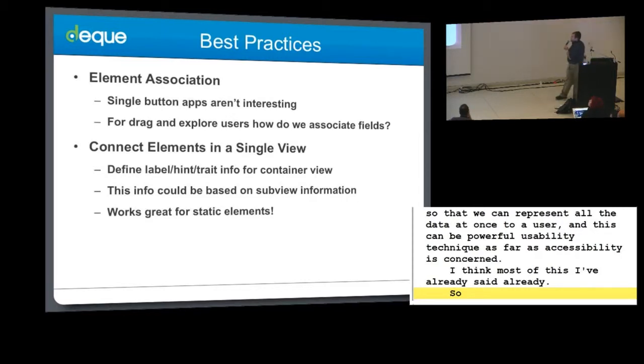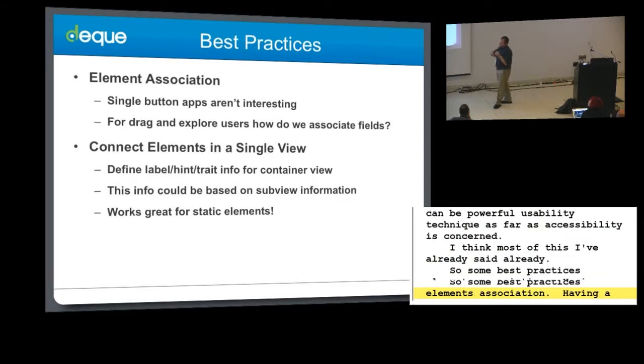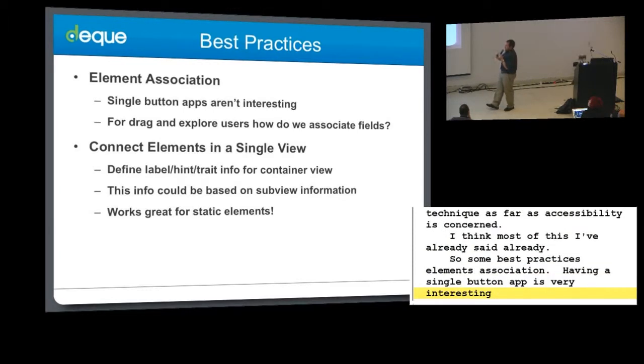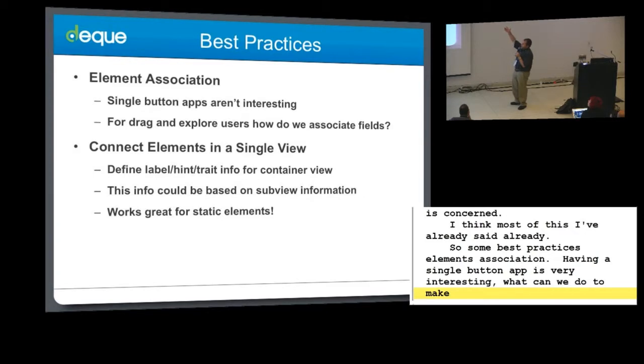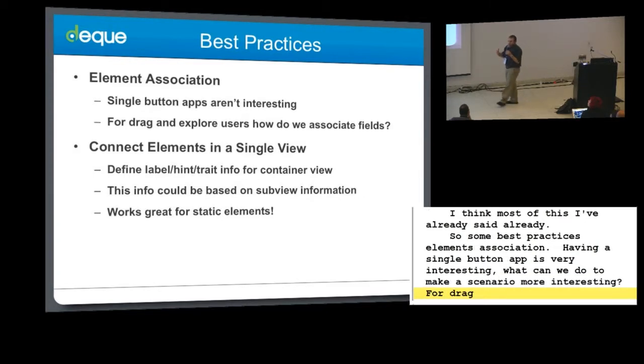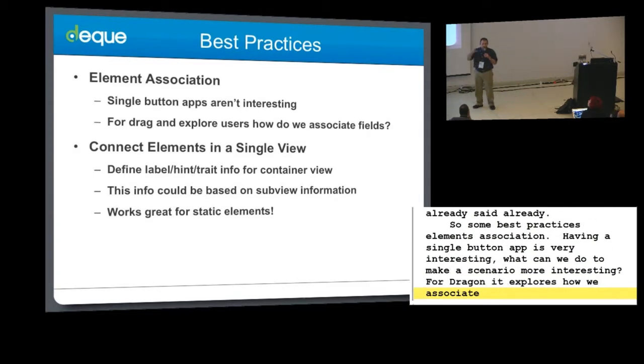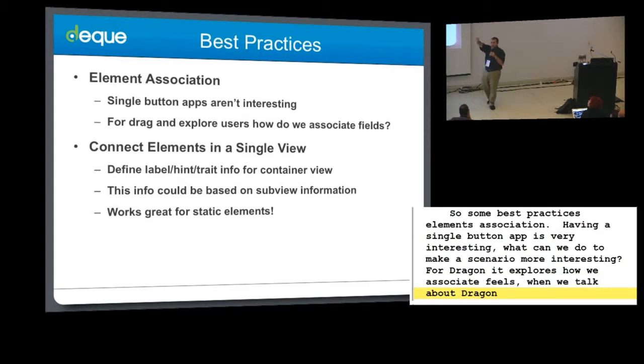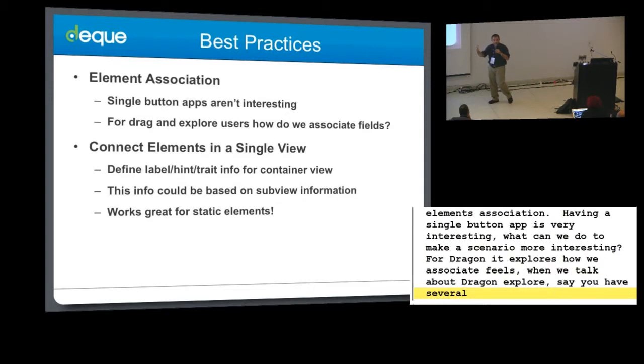So some best practices: element association. Having a single button app isn't very interesting. So what can we do to make things more interesting? For drag and explore, how do we associate fields? When we're talking about drag and explore, say you have a column of data. You have several columns of data, maybe potentially small bits of data. And how do you associate fields together?